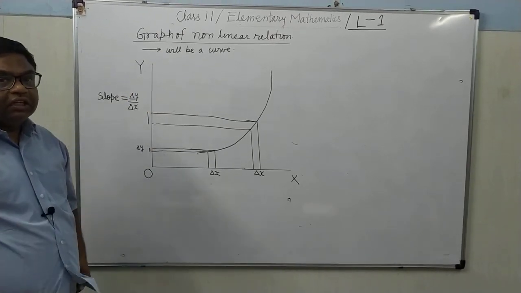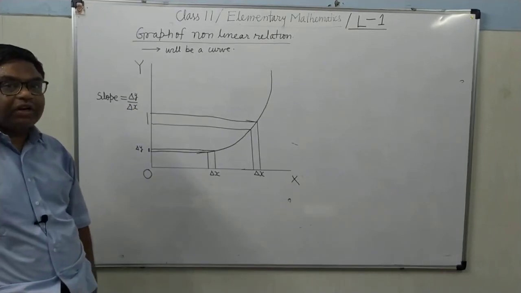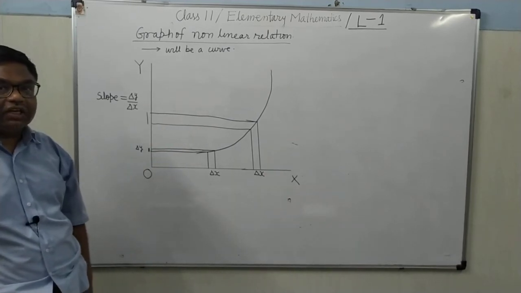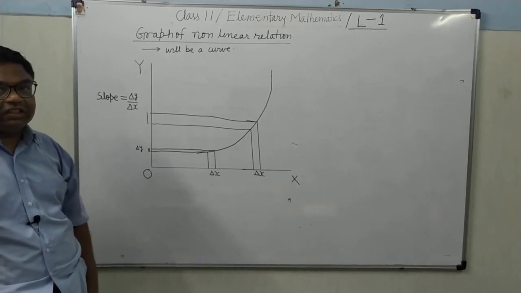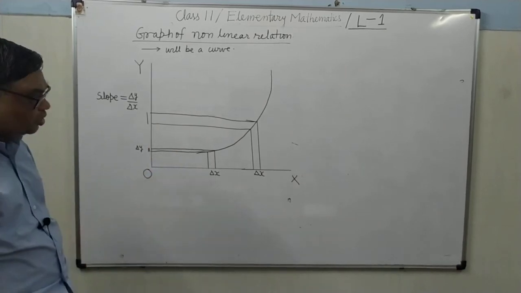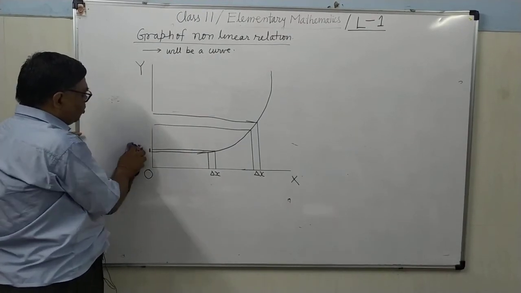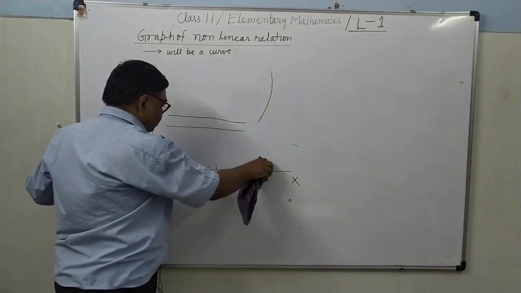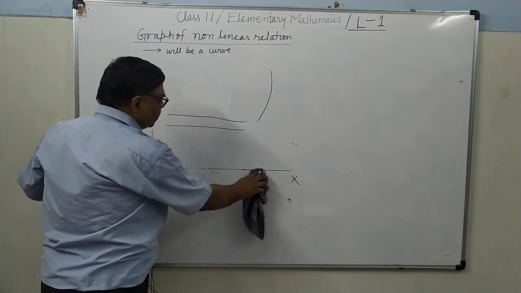So if it is a displacement-time graph, the slope of a displacement-time graph is velocity, meaning velocity is increasing. Velocity is not constant. If suppose it is a velocity-time graph, then its slope will give you acceleration, meaning acceleration is increasing. It means the motion will become non-uniformly accelerated. Here there is no constant slope. Slope is not constant in the case of a non-linear relation.